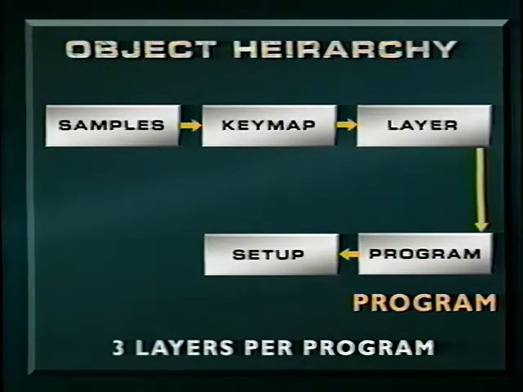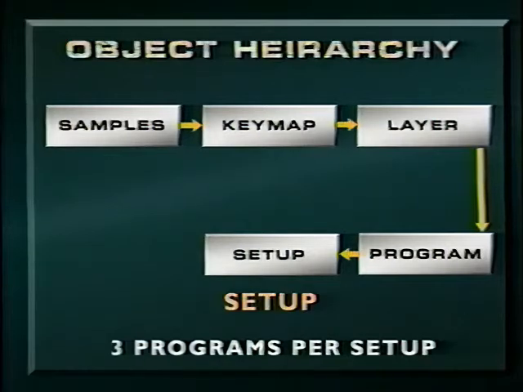Next, we have setups and quick access banks, which we have already shown. Finally, there are several different master objects, such as velocity and pressure maps, intonation tables, and others. These master objects are so called because they apply to the entire machine.